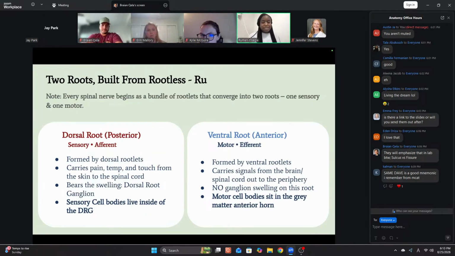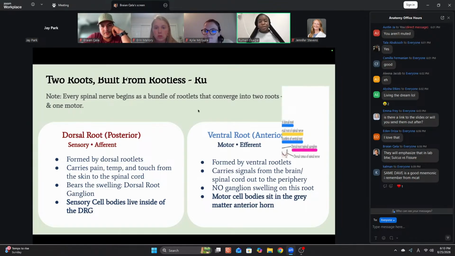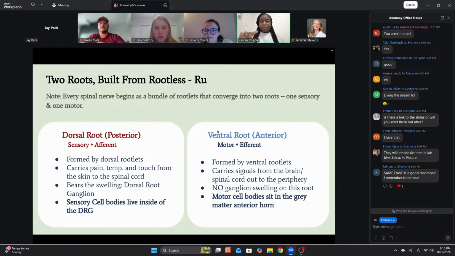Now, the sensory cell bodies live inside of the dorsal root ganglion. So if you get a question that says, where are the sensory cell bodies located, please do not put anything other than the dorsal root ganglion, please. Okay, moving on to the ventral root, aka the anterior. Wait, go back real quick, thank you.